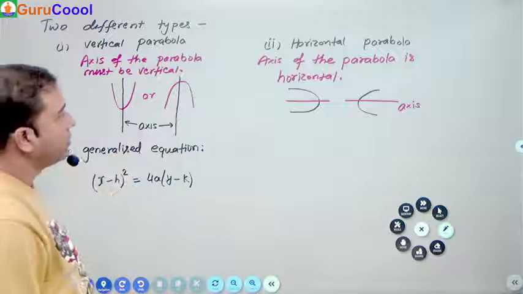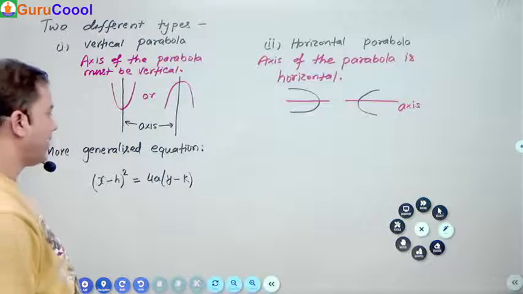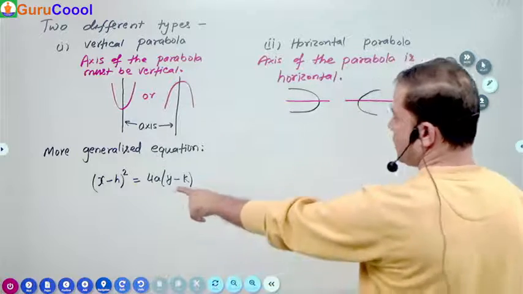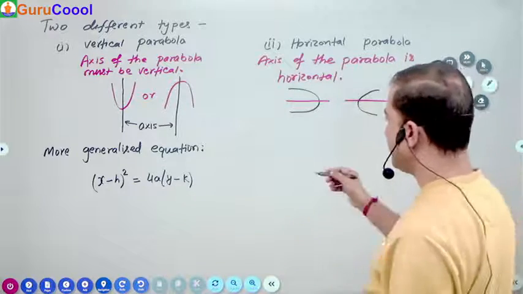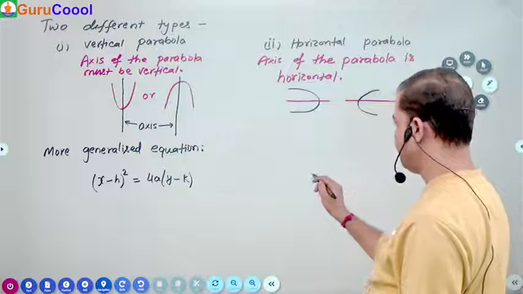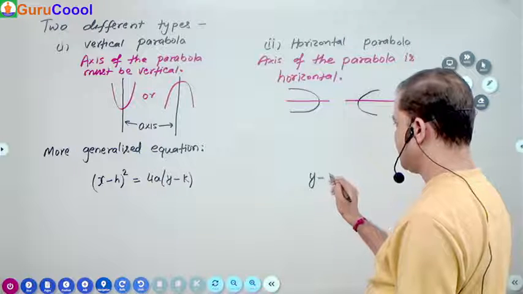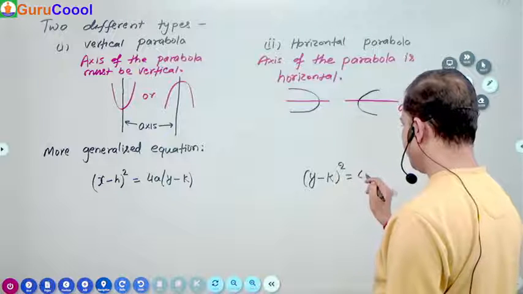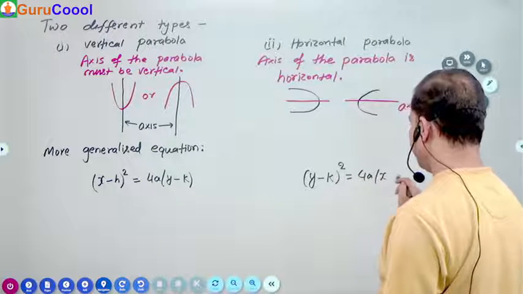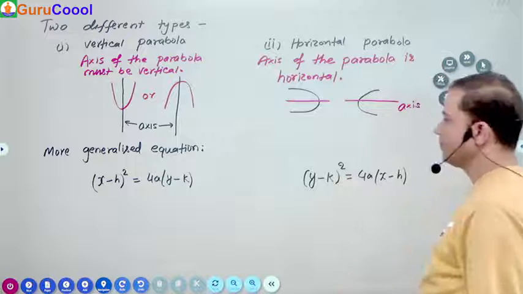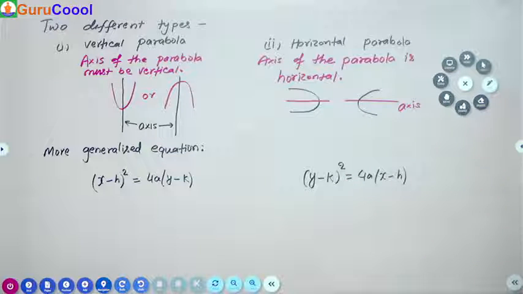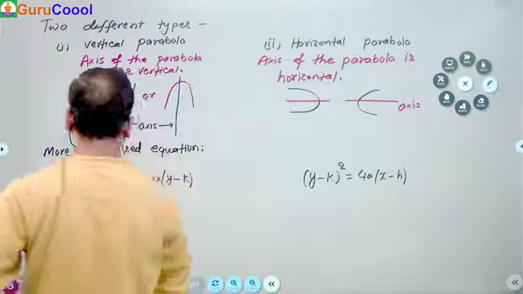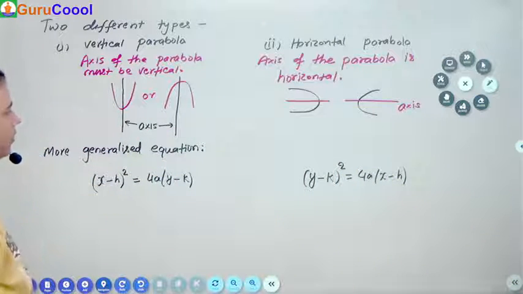Similarly, if we write the more generalized equation of horizontal parabola, it should look like, here we have seen a square was over x term. Now this will be over y term. More generalized equation.